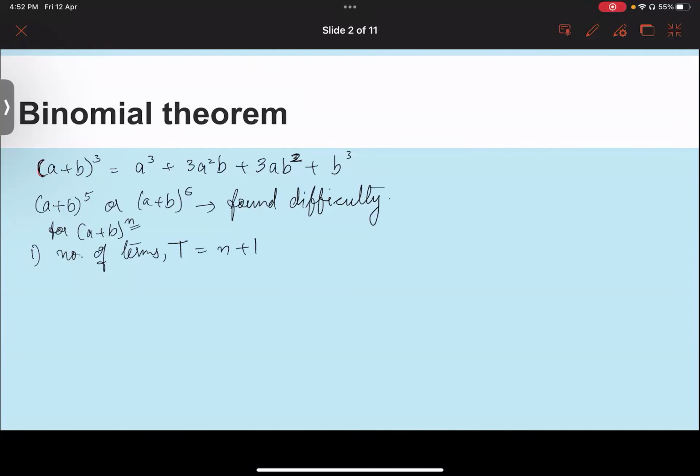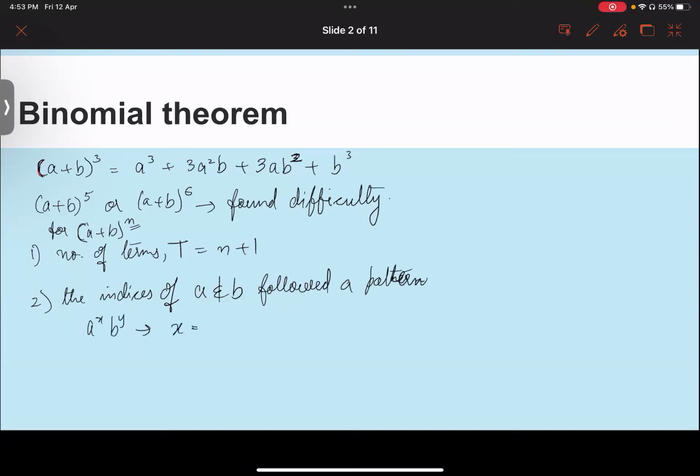n is your index. And the second pattern that we saw being followed was that the indices of a and b followed a pattern. So what was that pattern? If a is raised to x and b is raised to y, then x starts from n and goes all the way down to 0, and y starts from 0 and goes all the way up to n. So n is your power again. This was the second pattern that we saw that is followed by such expansions.